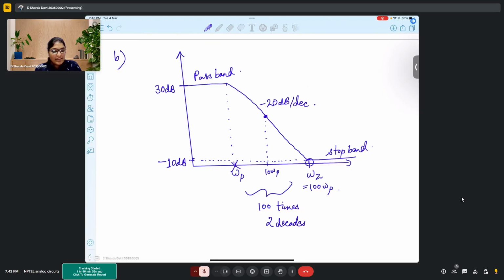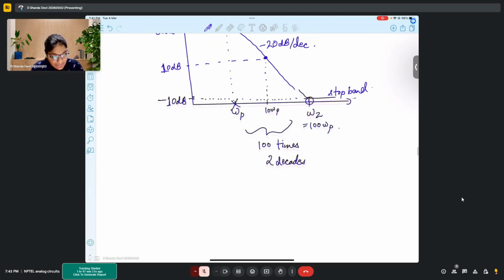Because if here it was 10 dBs, then only at 100 omega p you would get a gain of minus 10 dBs, right? And now if here it was 10 dBs, again when you move a decade upwards, you will again add 20 dBs. So it is as simple as that.